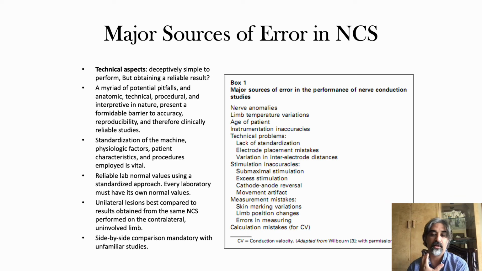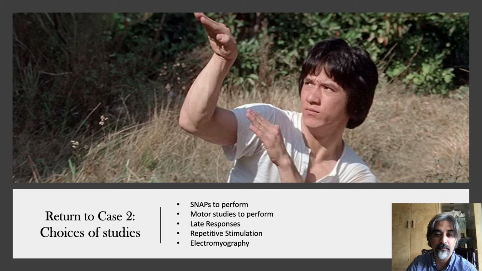These side-by-side comparisons are mandatory whenever an unfamiliar study is being performed, for which your lab values are not available. Concerning amplitudes, a response which is 50% or less than that obtained in the corresponding limb is considered abnormal, regardless of how it compares to lab values. This is a very conservative number, but computer simulations have validated it with regard to conduction block.